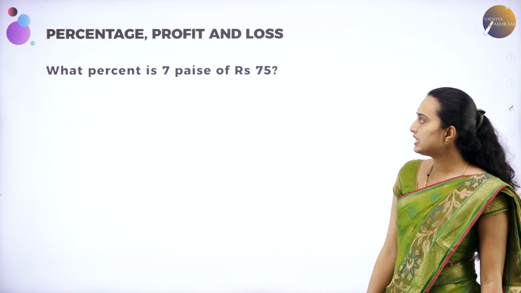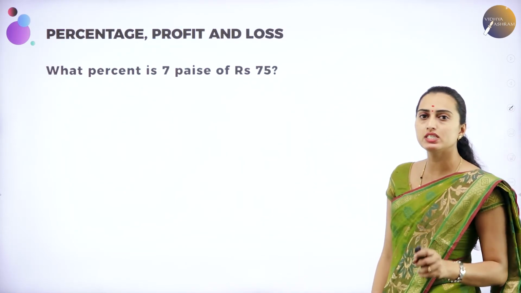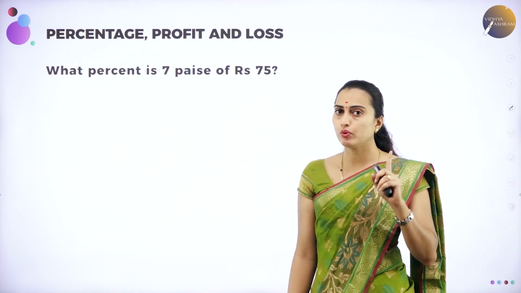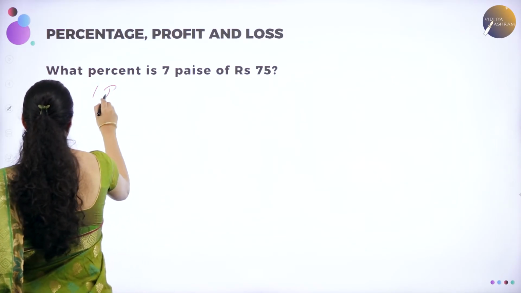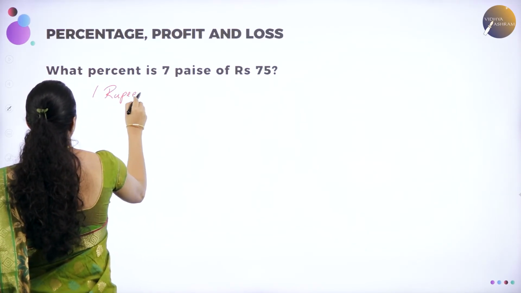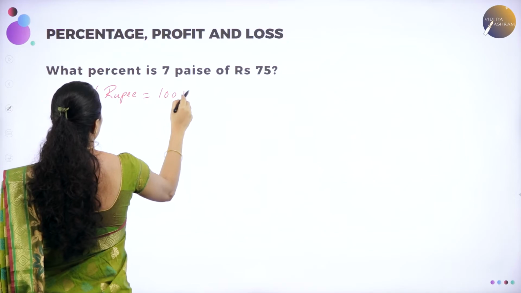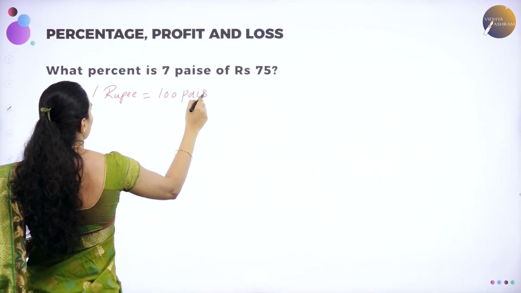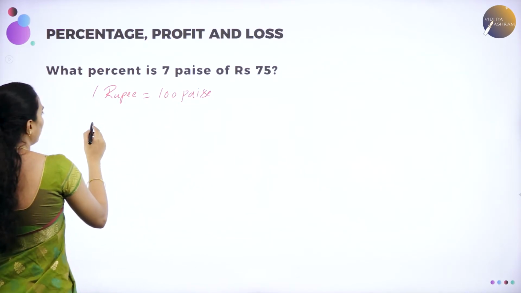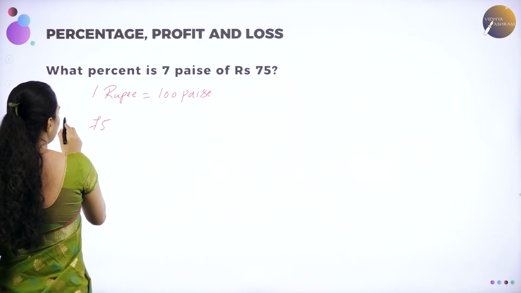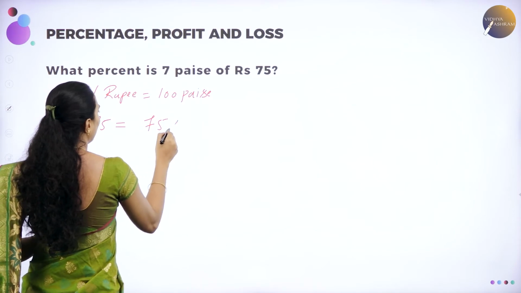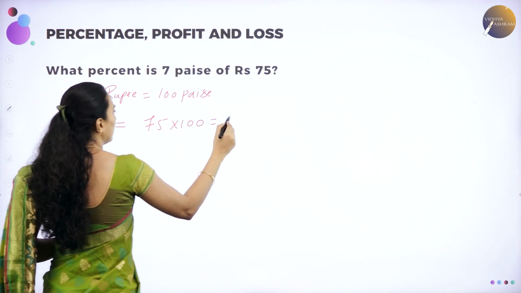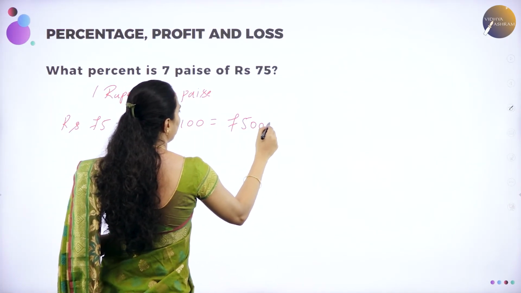What percent is 7 paisa of rupees 75? Now, 1 rupee is equal to 100 paisa. Correct? Now what is 75 rupees equal to? Rupees 75 is equal to 75 into 100, which is nothing but 7,500 paisa.